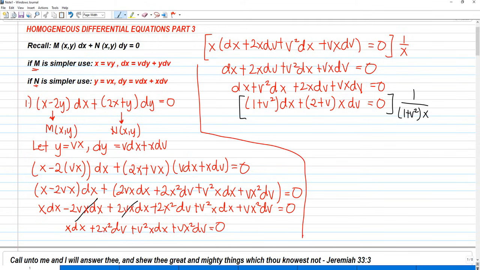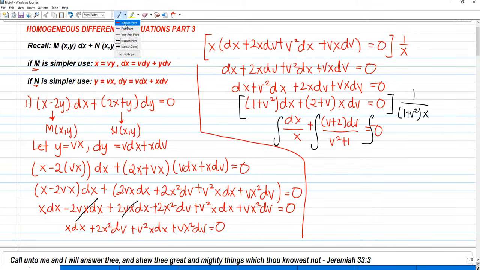So what will happen here, we have dx over x plus (v plus 2) dv over v squared plus 1 equals 0. So we have separated all the x on the left side, the first term with the dx, and all the terms of v with dv on the second term. So we have to integrate that.